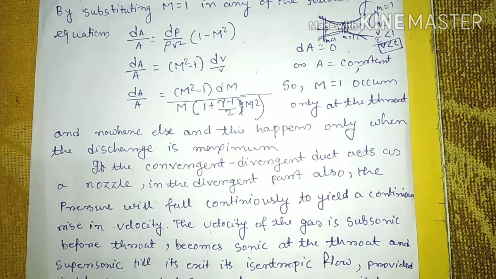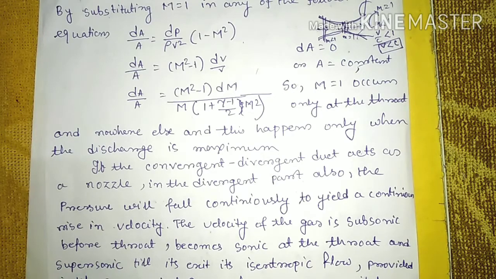Now basically the whole duct becomes a diffuser. A whole duct then becomes a particular diffuser, and this transition from subsonic flow to supersonic flow can occur only when the compressible fluid flows through a particular throat and the exit pressure is maintained at an appropriate value.